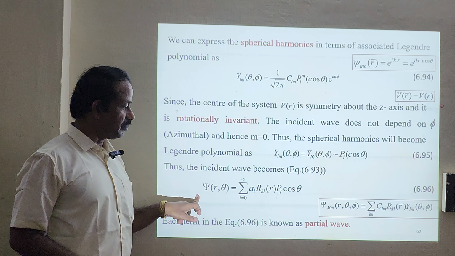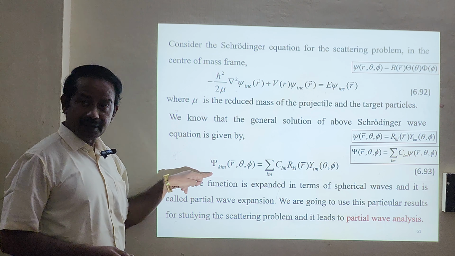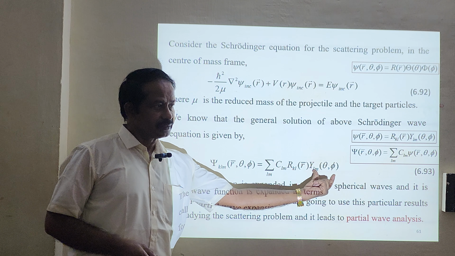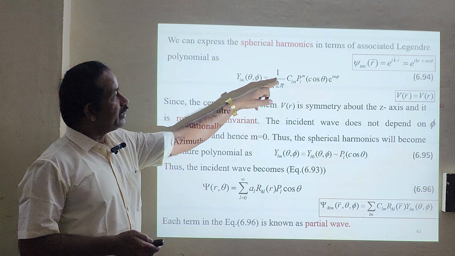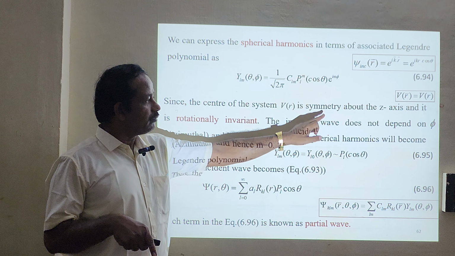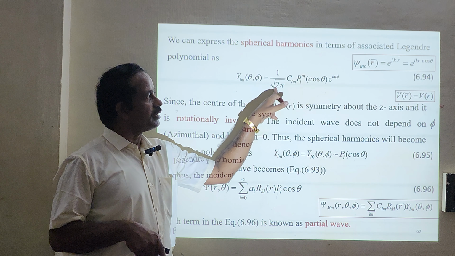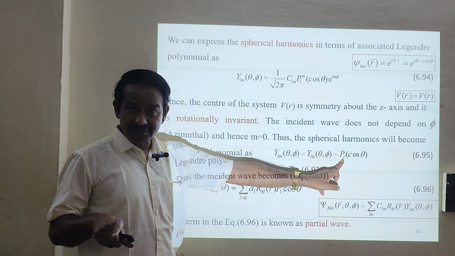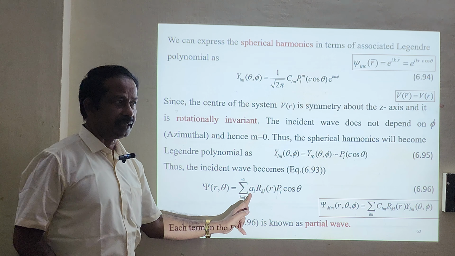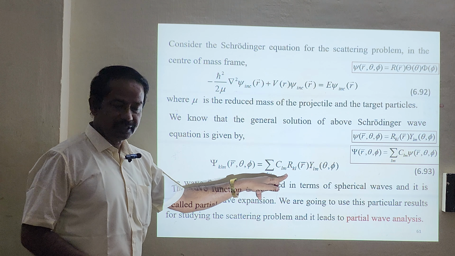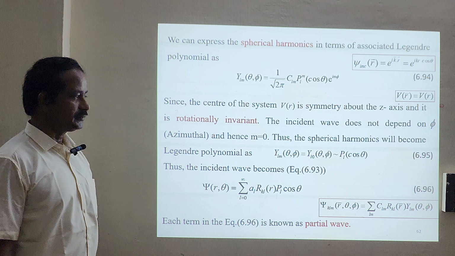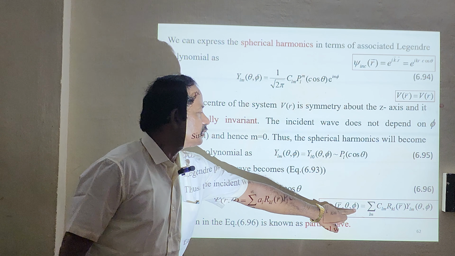Is it clear? I repeat. This is your complete wave function. This is your radial part and this is your angular part. The angular part is taken as the solution of the Legendre polynomial. Now if m equals 0, this can be written as P_L cos theta alone, and C_LM divided by root 2 pi gives you A_L. So the complete solution for this equation can be written as A_L, the radial part, and P_L cos theta.